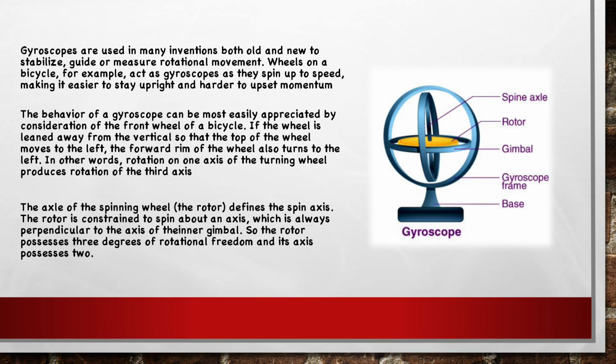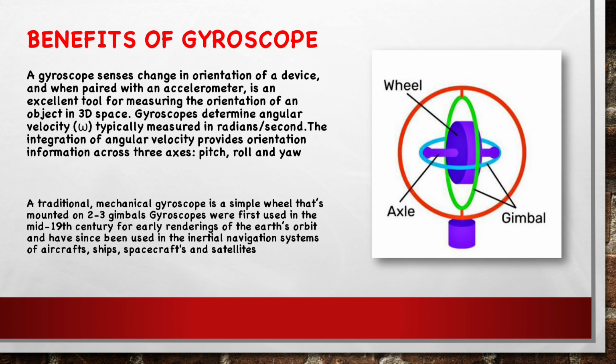The behavior of a gyroscope can be most easily replicated by considering the front wheel of a bicycle. If the wheel is leaned away from the vertical so that the top of the wheel moves to the left, the forward rim of the wheel also rotates to the left. In other words, rotation on one axis of the turning wheel produces rotation on the third axis.